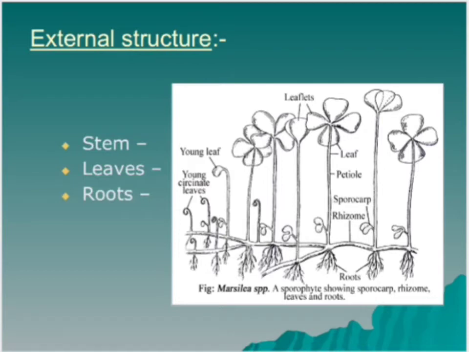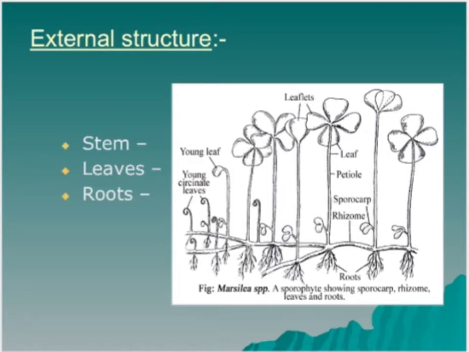Leaves are long petiolated and compound. Developing at the nodes, they are arranged alternately in 2 rows along the upper side of the rhizome. Petiole of each leaf bears 4 terminal leaflets which are apparently quadrifoliate. The veins of the leaflets are dichotomously branched.